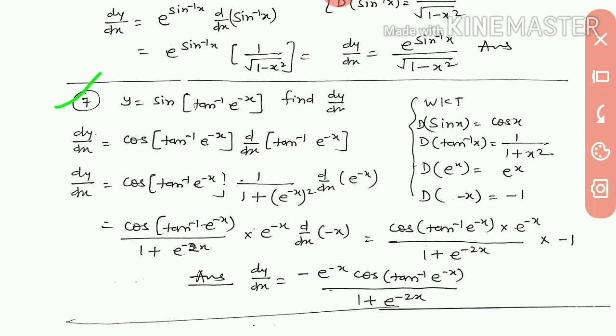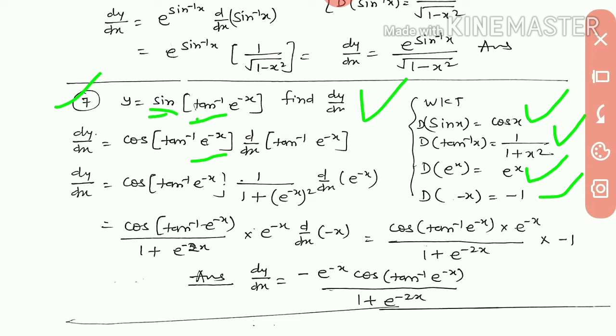Look here, question number 7. Here y is given to you as sin(tan inverse(e power minus x)). You have to find dy by dx. Look here, the outer function is sin, so the sin differential is cos x. The second function is tan inverse, so the tan inverse x formula is 1 upon 1 plus x square. And next is e power x, so the e power x differential is e power x. The next is minus x, and the minus x differential is minus 1. Here function of function of function, 4 functions are given. So for the 4 functions, you should know all the formulas, and we will do one by one. Okay, we will not do it continuously. Look here. Starting is sin.